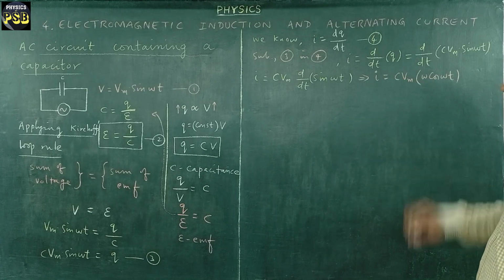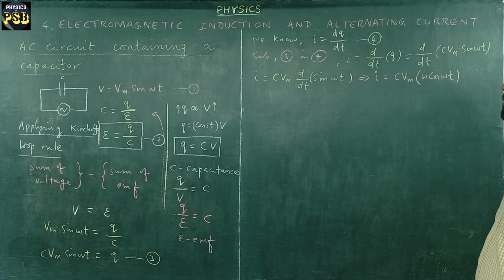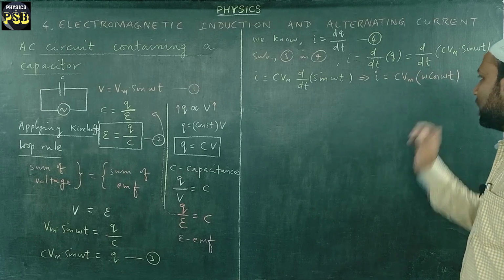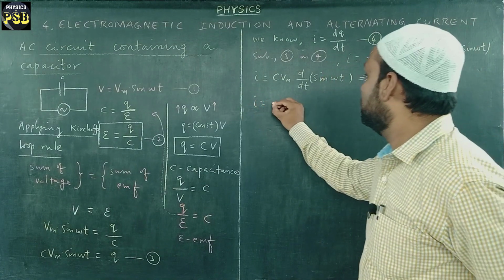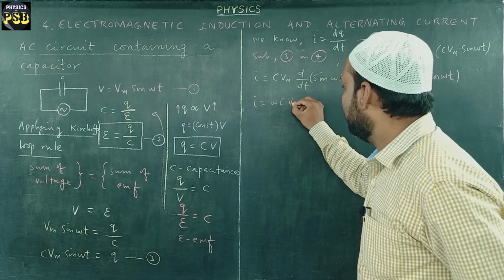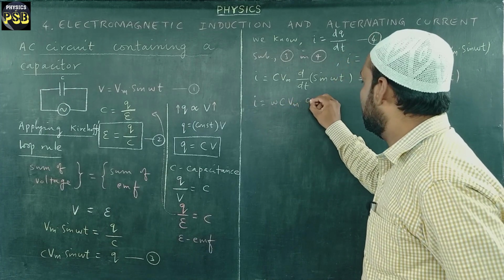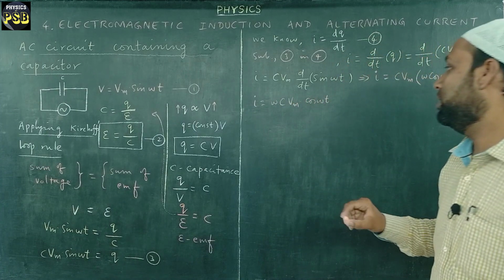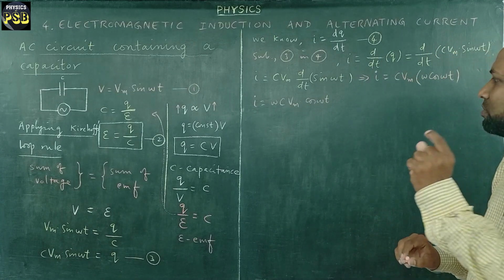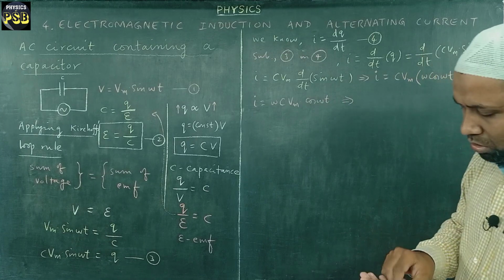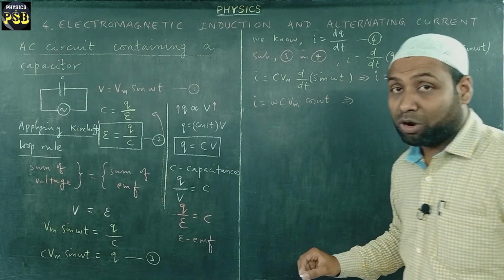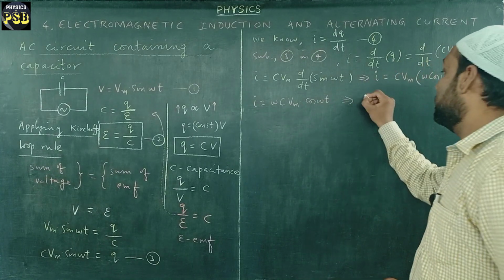Here omega is angular velocity. Now I bring it outside. I becomes equal to omega C Vm cos of omega t. Now I am going to make a small change to this. You need to observe this and look at this very carefully.